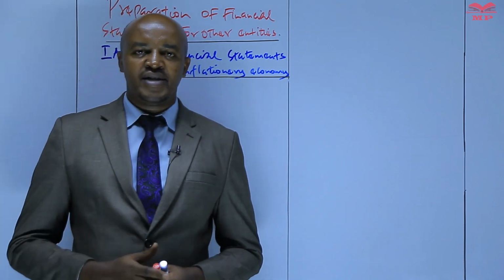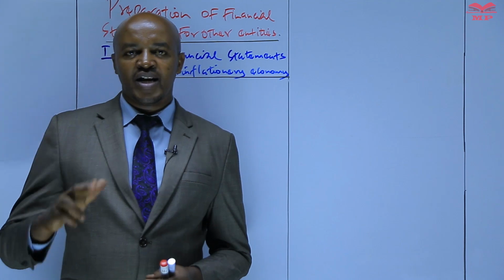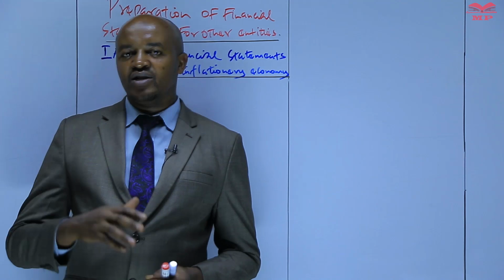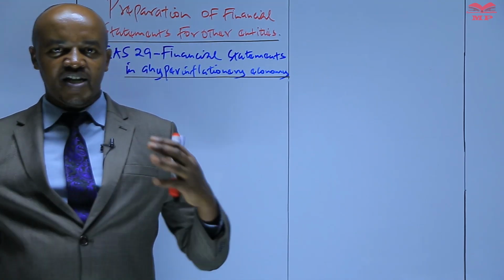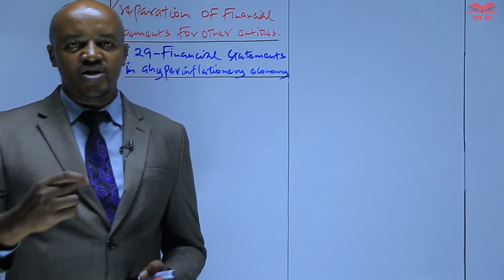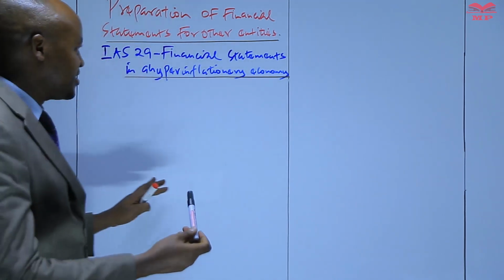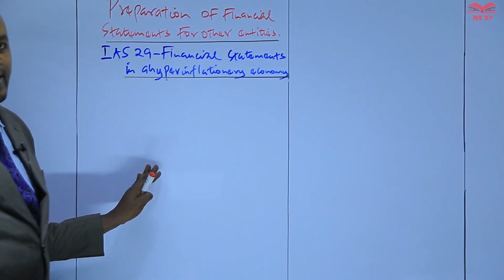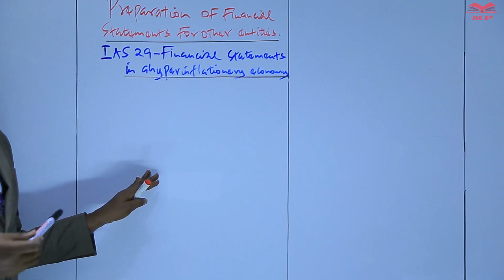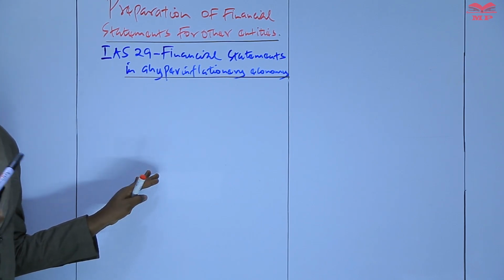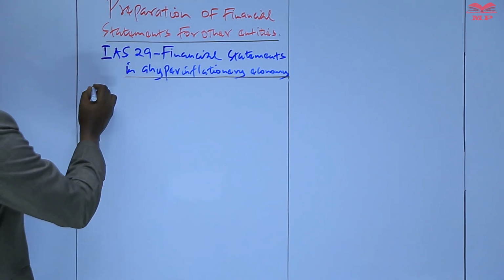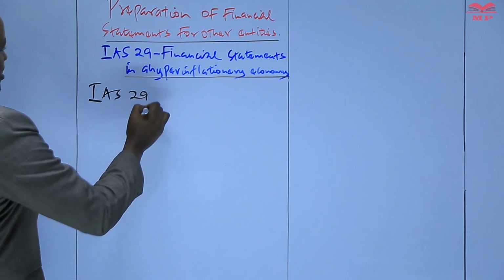When we talk about the functional currency, basically we are talking of the local currency of the primary economic environment in which an entity is operating. So if an entity is operating in Kenya, then we say that the functional currency is the Kenyan shilling. Therefore, this particular standard, International Accounting Standard number 29, establishes the guidelines for financial reporting by entities operating in what? The hyperinflationary economy.